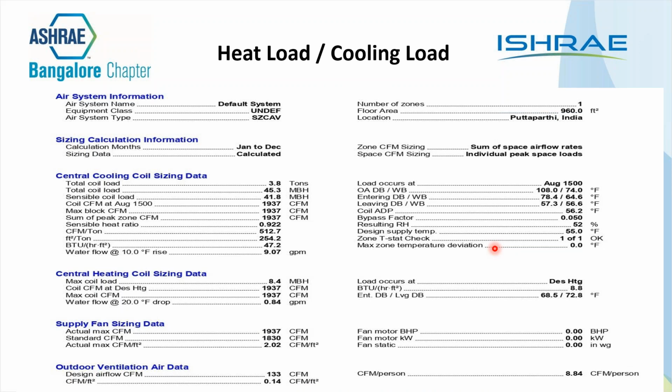Now, if you look at this generally, this is for a location in Andhra Pradesh, which we have derived. So this is generally, let us say, the summary of the heat load sheet of the Hourly Analysis Program, HAP. So this generally gives you a summary of various things.